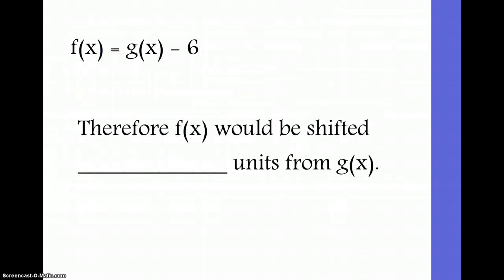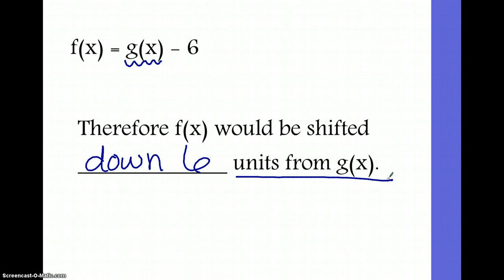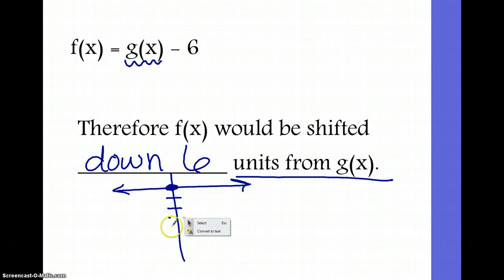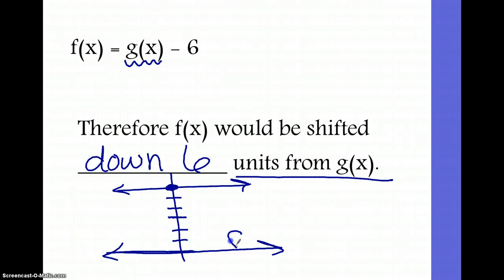This one, we've got f of x equals g of x minus 6. Therefore, f of x would be shifted. So if we're looking from g, we would start at g and shift it down 6 units. Whether g is up here, maybe it's a horizontal line, we want to shift it down 6 units. So 1, 2, 3, 4, 5, 6. That would shift the line down 6 units, and that would be f, starting from g.